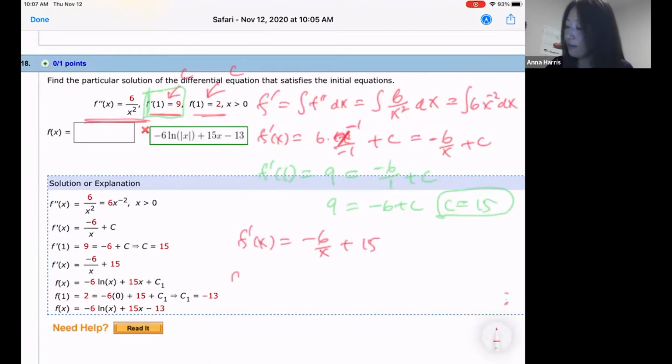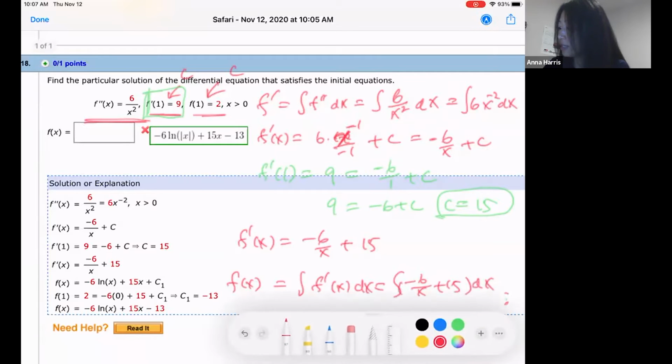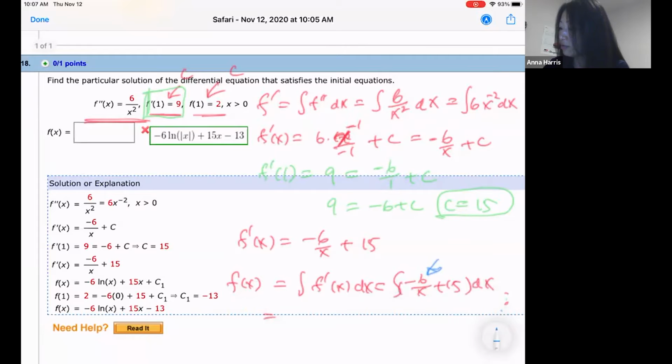Now I want to find f. F of x is the same as the antiderivative of f prime of x dx, which means the antiderivative of negative 6 over x plus 15 dx. This is just a natural log. So I have negative 6 natural log of x plus 15x plus c. That's my f of x.